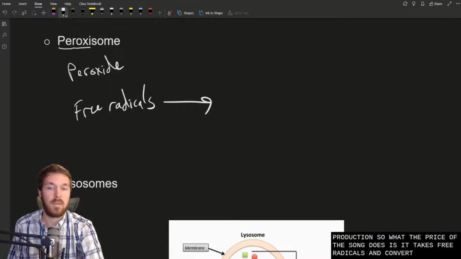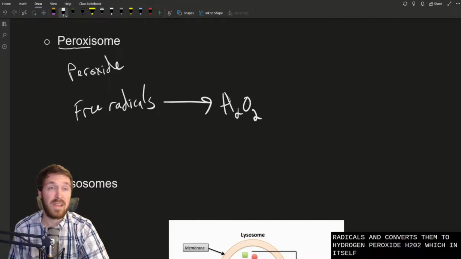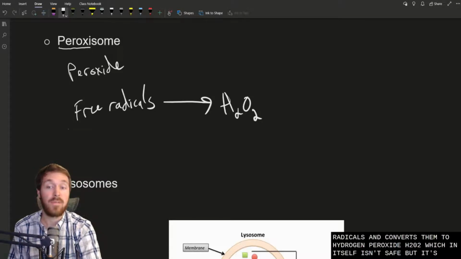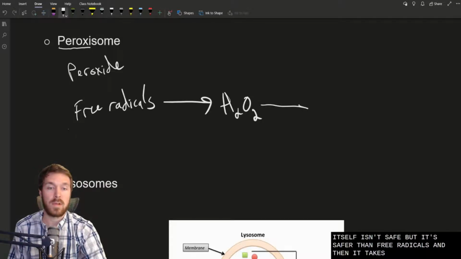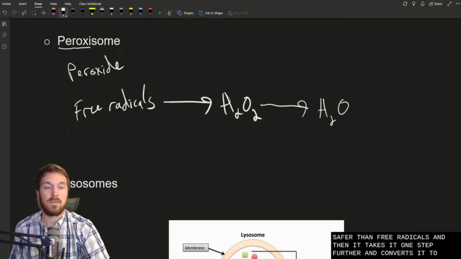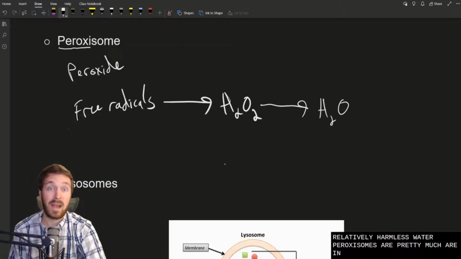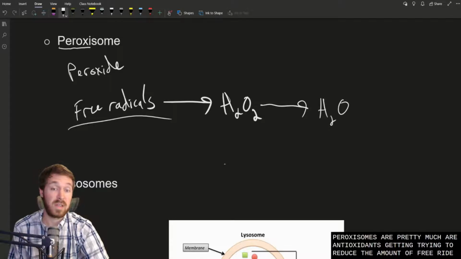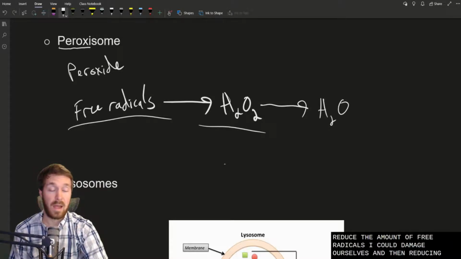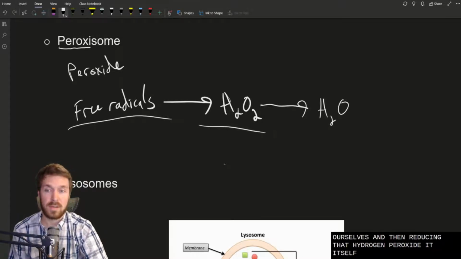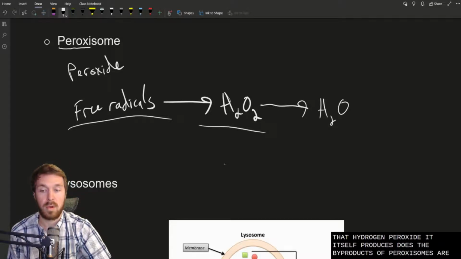and converts them to hydrogen peroxide, or H2O2, which in itself isn't safe, but it's safer than free radicals. And then it takes it one step further and converts it to relatively harmless water. So peroxisomes are pretty much our antioxidants, trying to reduce the amount of free radicals that could damage our cells, and then reducing the hydrogen peroxide it itself produces as a byproduct. So peroxisomes are quite important too.